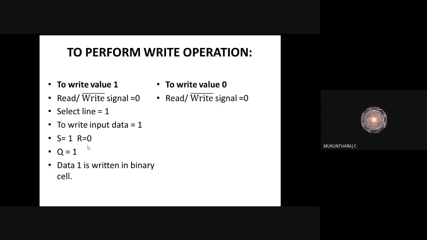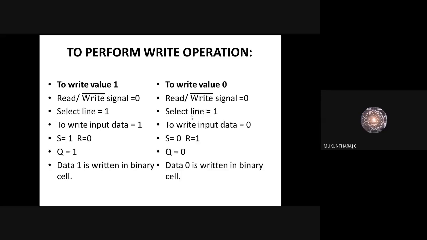Similarly, to write the value 0, same condition, but read/write should be 0 and the select line should be 1. To write the value 0, input data should be logic 0. Then the S and R inputs of the flip-flop get 0 and 1. So for that input condition, Q will be reset to 0. So data 0 is written into the binary cell. So the output is 0 during the write operation.